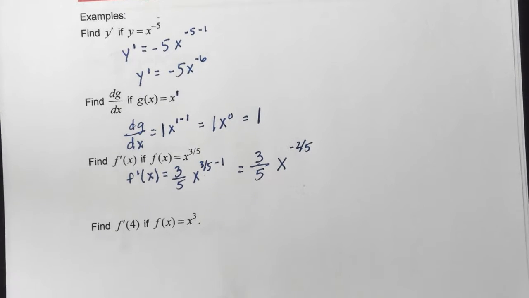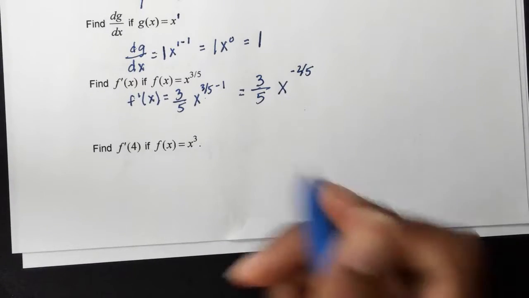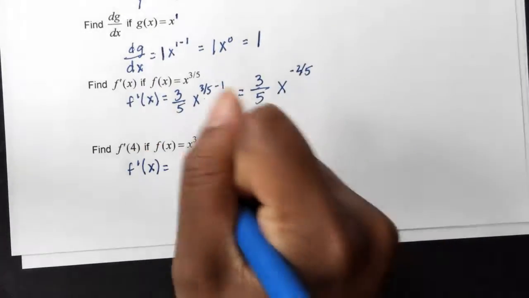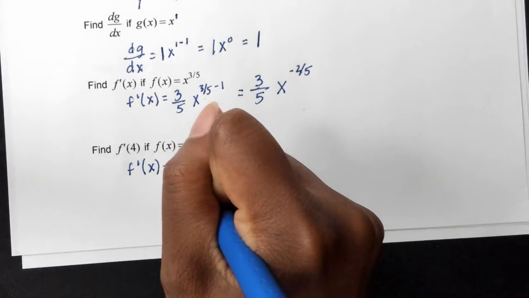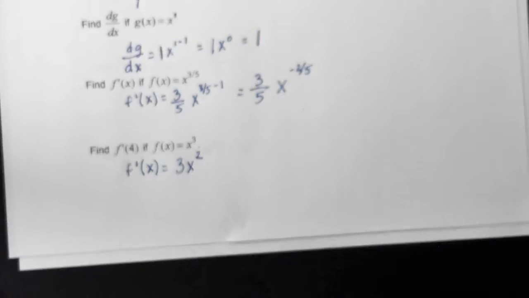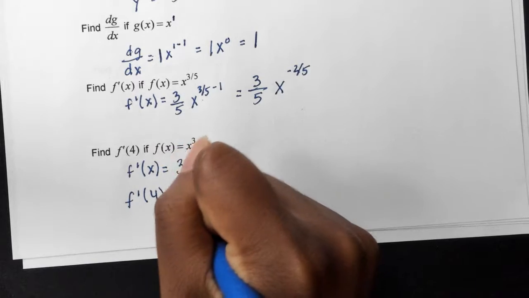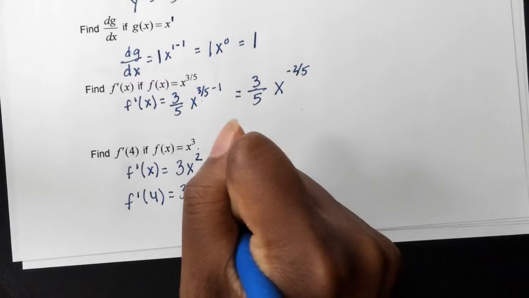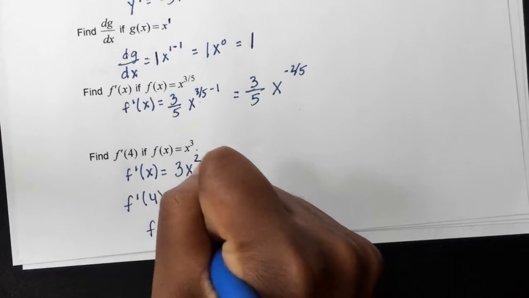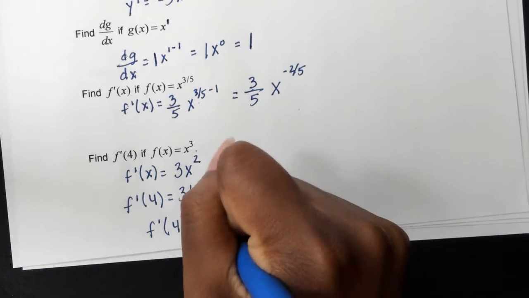And then our very last example, for this one we want to find the derivative and then find the derivative at 4. So let's start with just finding the derivative. F prime of x is going to be, we'll bring down the 3, subtract 1 from the exponent. So there's f prime of x. Now if I want f prime of 4, I'm just going to substitute 4 into our derivative function. So then f prime of 4 is equal to 3 times 16, which is 48.